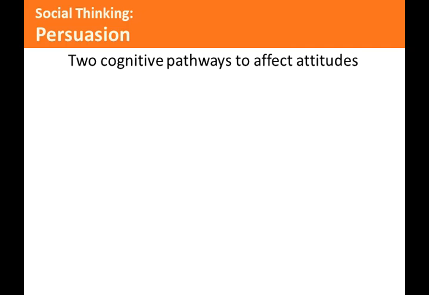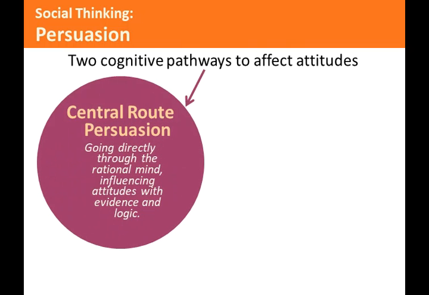So two cognitive pathways to affect our attitudes. So we're trying to see what influences our attitudes. Remember, our attitudes are feelings and ideas and beliefs that affect how we approach and react to other people, objects, and events. So these two pathways are the central route persuasion, going directly through the rational mind, influencing attitudes with evidence and logic. My product has been proven more effective. That is a central route to persuasion. It could be based on logic and rationality. You're using the mind to influence people's attitudes about things. That is the central route to persuasion.